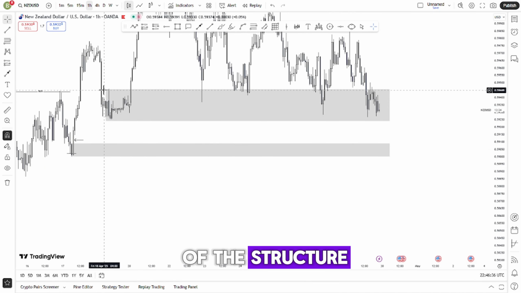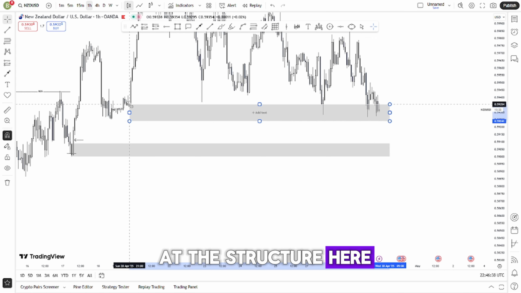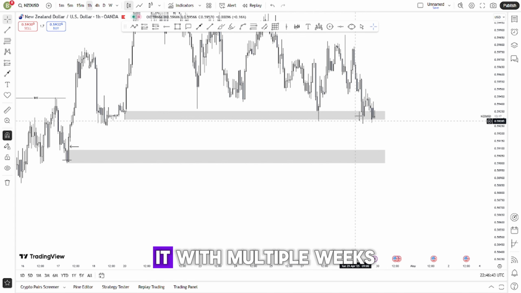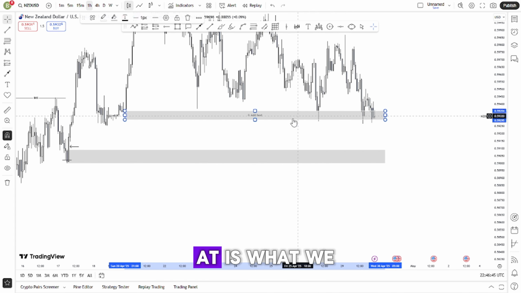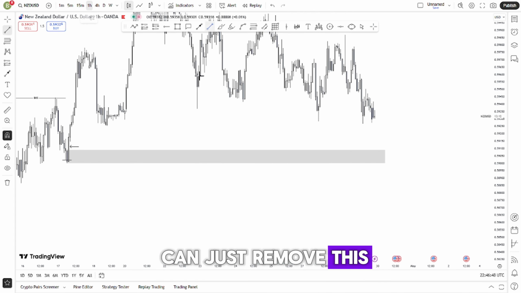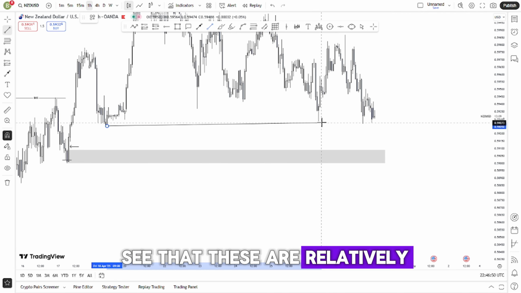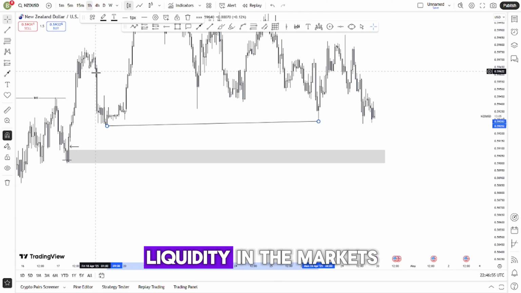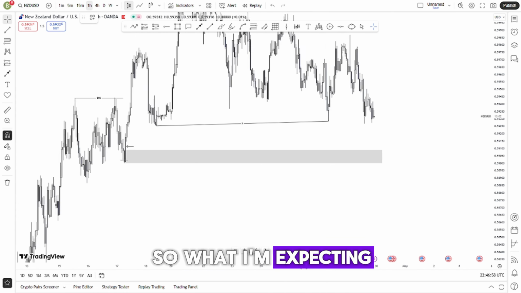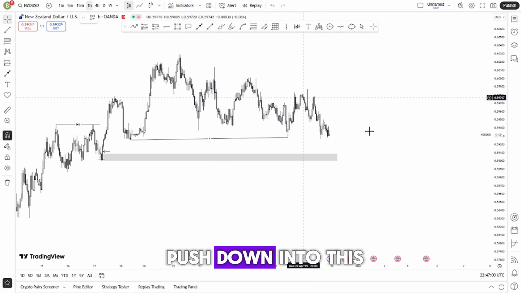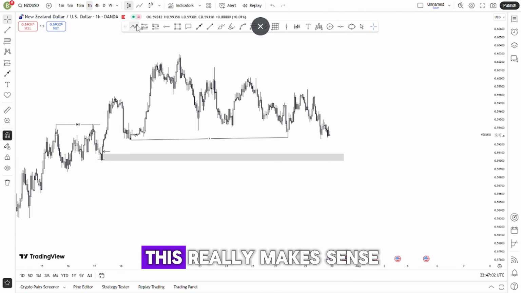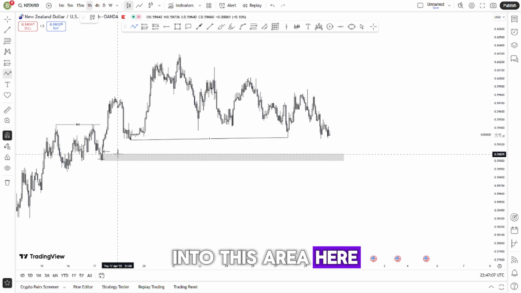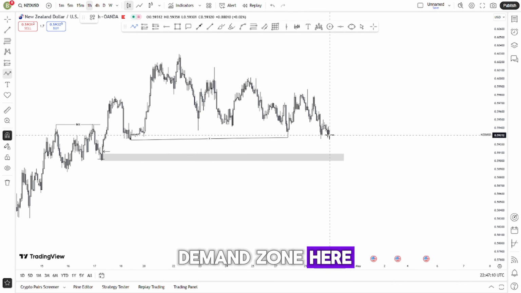Then at the top of the structure, if you just look at the structure around here, you can obviously see that the market tapped into this area, but it invalidated it with multiple wicks. So what I'm looking at is, we can just remove this, and then you obviously see that these are relatively equal lows here, of which relatively equal lows means that there is liquidity in the market. So what I'm expecting is for the market to push down into this area of interest. This really makes sense for me. Filling the imbalance, tapping into this area here or mitigating into this demand zone here makes a lot of sense.